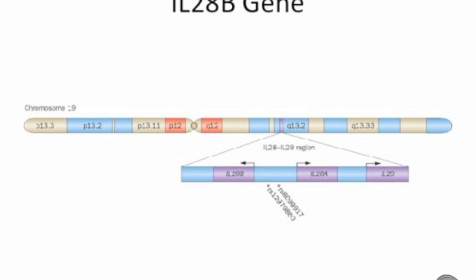A landmark genome-wide association study in 2009 involving 1,600 chronic hep C patients identified the SNP around the gene coding for IL28B. The IL28B polymorphism, rs12979860, was found to be the single most important predictor of sustained virological response. The SNP on chromosome 19 is located upstream of the IL28B gene encoding for interferon lambda 3.